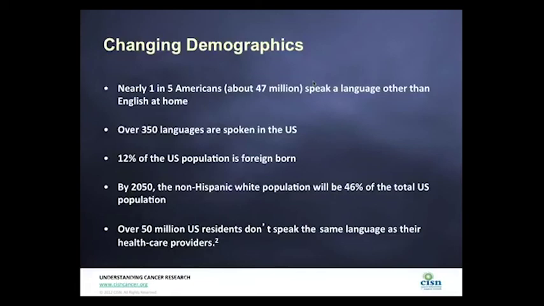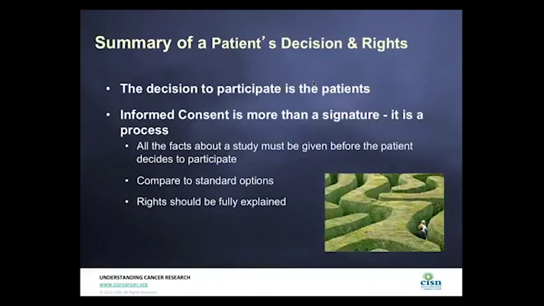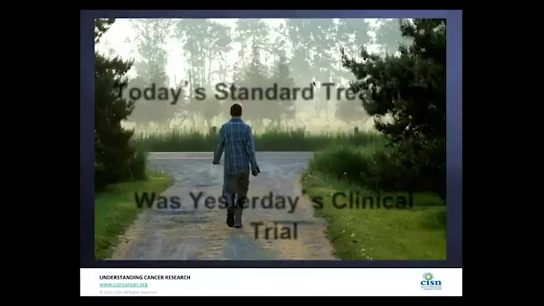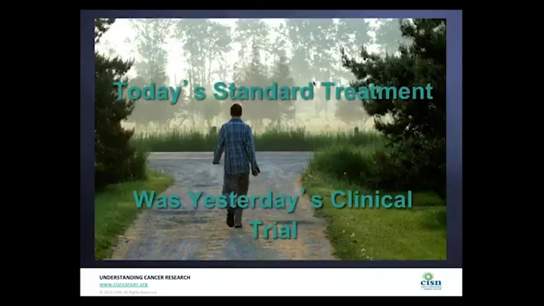The decision to participate should be the patient's. Informed consent is much more than a signature, it's a process. All the facts must be there, standards must be compared, rights have to be explained. So how do you find a clinical trial? Here it is on the internet. We won't go through this. You can find it on the slides later. But remember, today's standard treatments were yesterday's clinical trials. That's how we move forward.